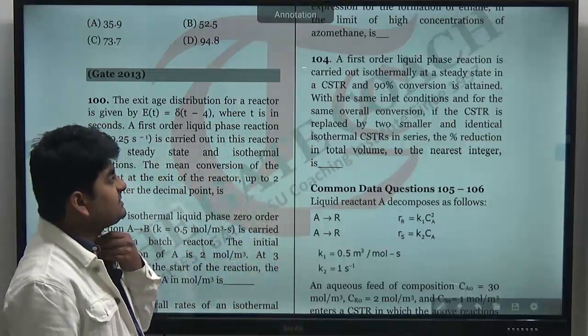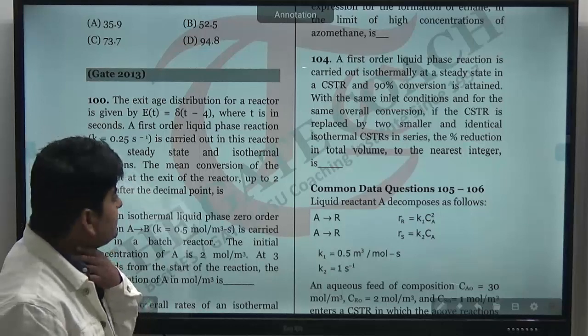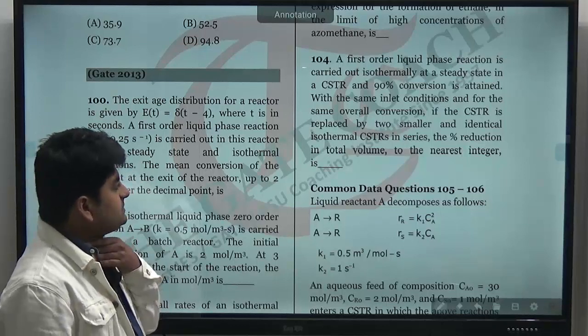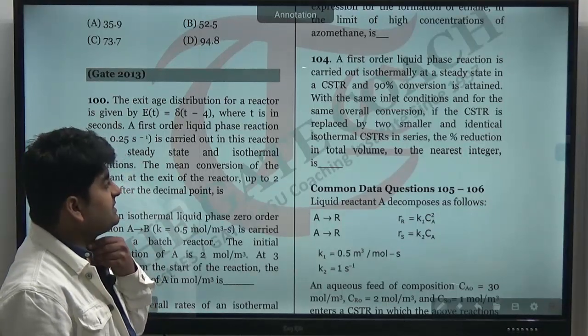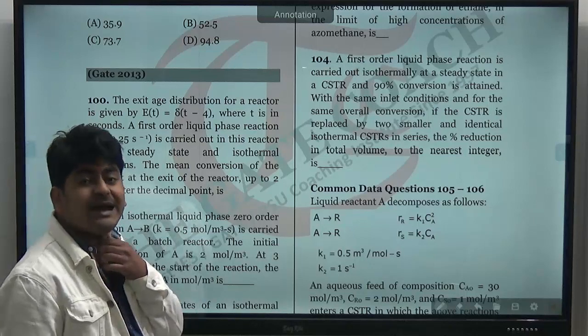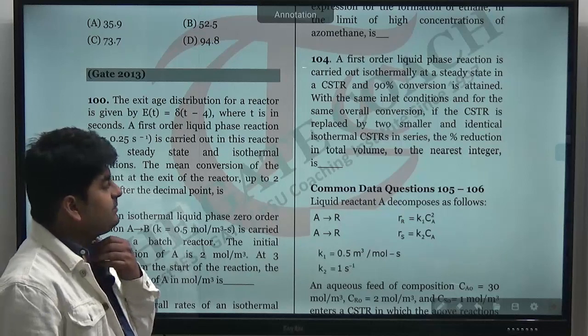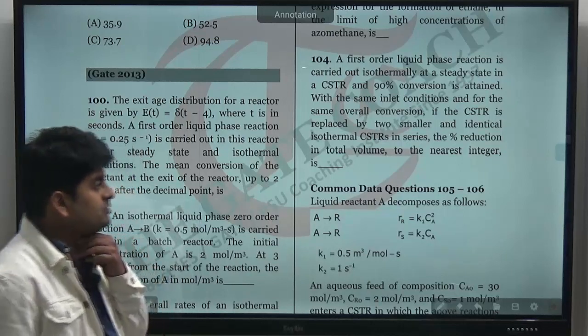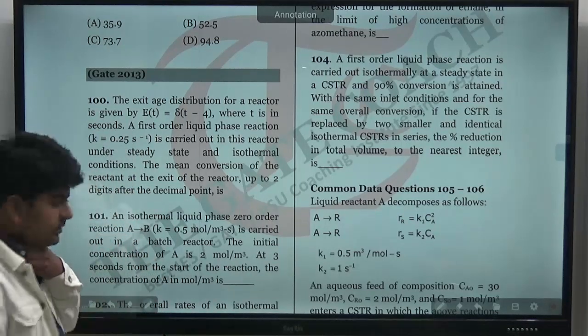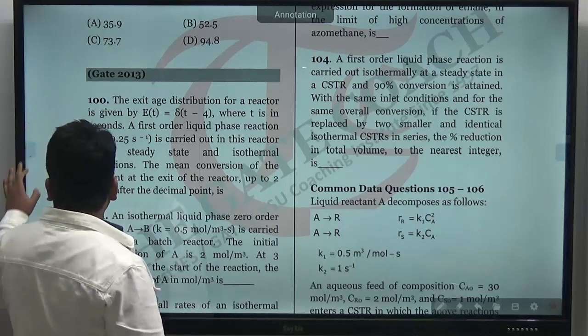A first order liquid phase reaction is carried out isothermally at steady state in a CSTR and 90% conversion is attained. With the same inlet, for the same overall conversion, if CSTR is replaced by two smaller and identical CSTR in series, then percentage reduction in total volume to the nearest integer is.